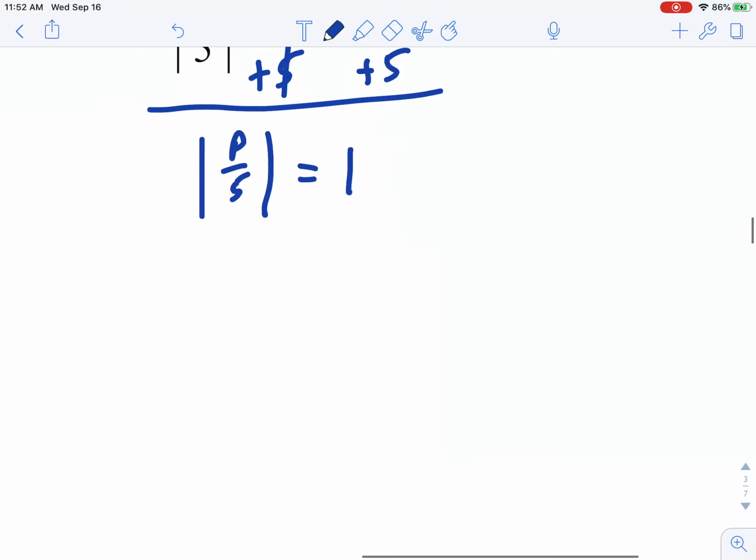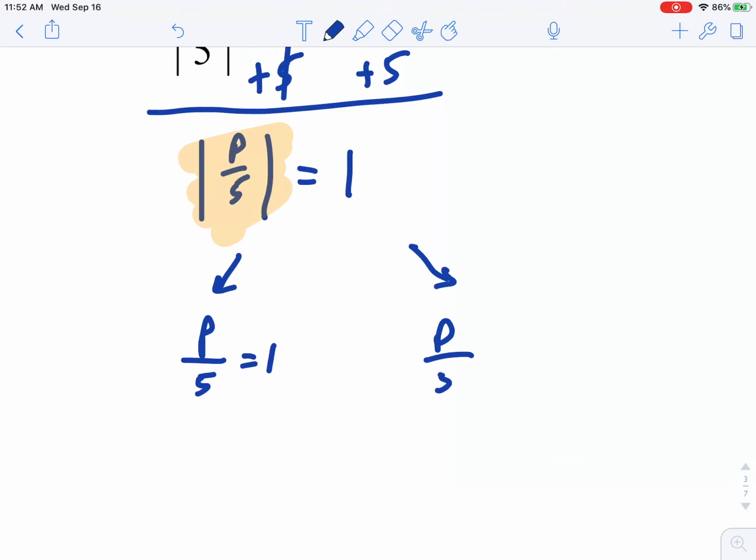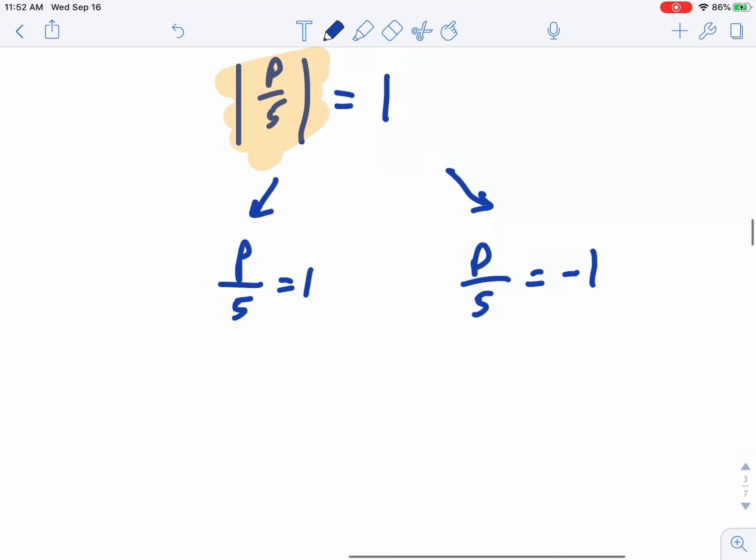1. Now that the absolute value bars are the only thing on the left, I can split this into two equations. P over 5 equals 1. P over 5 equals negative 1. To solve this, to isolate p, we do the opposite. What's the opposite of divide? The opposite of divide is times. Multiply both sides by 5. This cancels out. You get p equals 5.